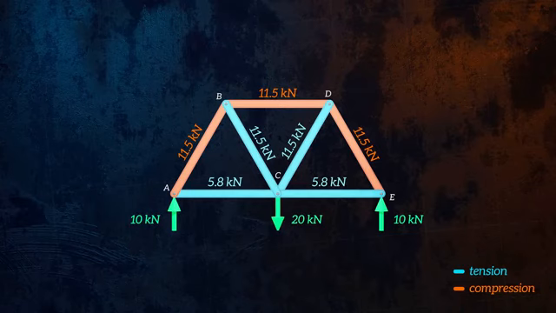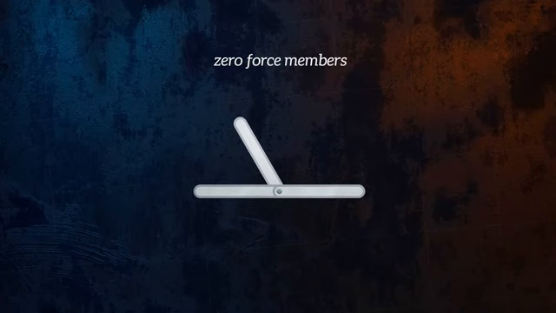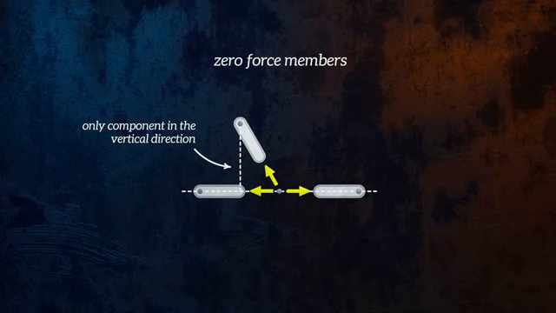One thing you'll notice as you analyze trusses is that some members don't carry any loads at all. We call these zero force members. There are two main configurations where we have zero force members. The first is where we have three members connected at a single joint, and two of the members are aligned. Here, only one member has a component in the vertical direction, and so to maintain equilibrium of forces at the joint in the vertical direction, the force in this member must be 0.